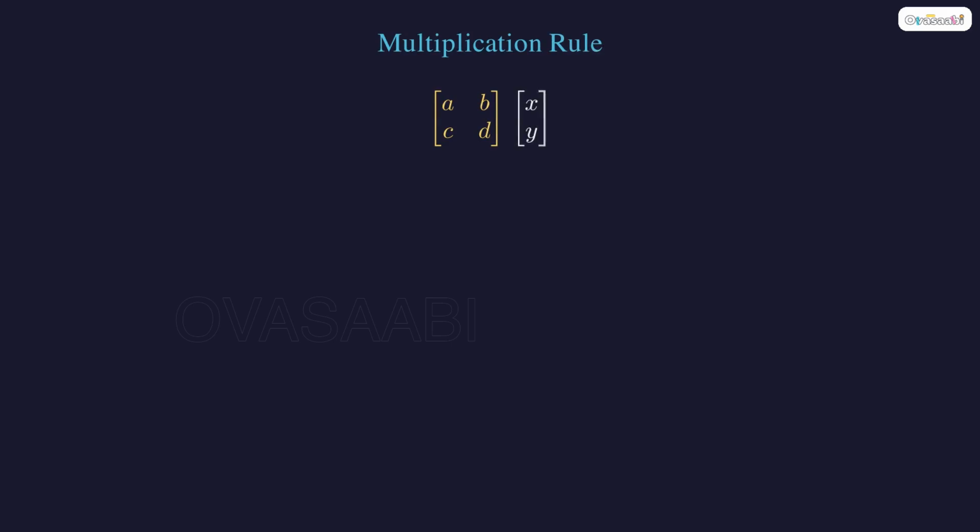To transform point x, y, we multiply. The new x-coordinate is a times x plus b times y. The new y-coordinate is c times x plus d times y.